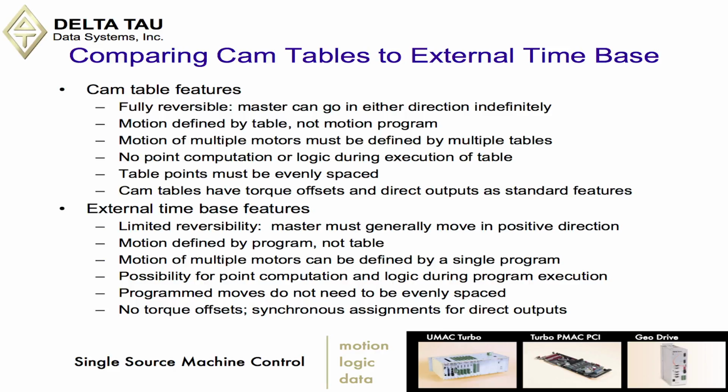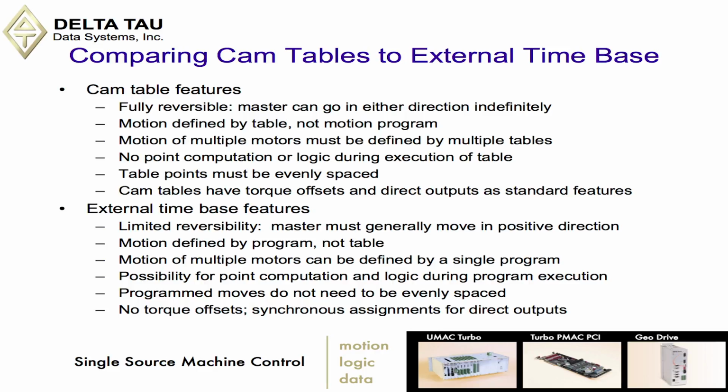So these are some of the things that you might want to question yourself if you decide you need some kind of cam table. Do you want to do it as external time-based, or do you want to do it as a cam table? Do you need logic or point computation during the execution of the table? In the table, the points must be evenly spaced. Cam tables have direct torque offsets.